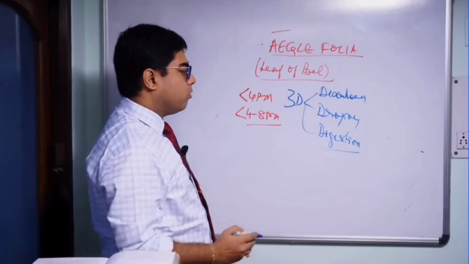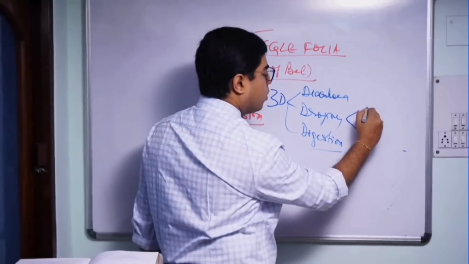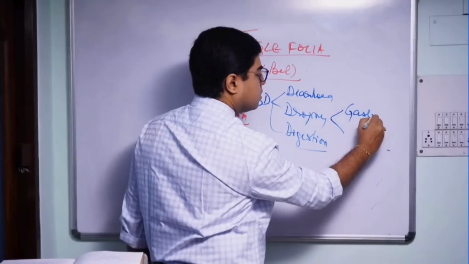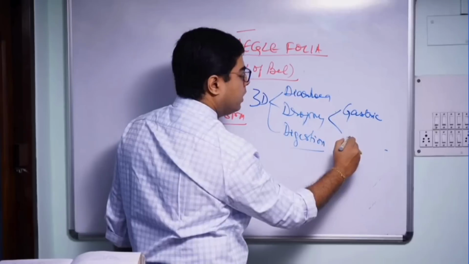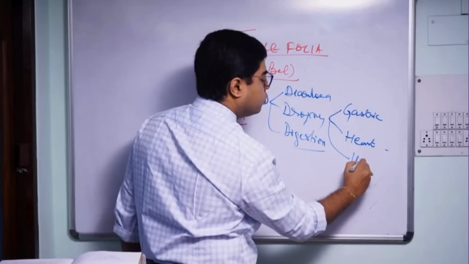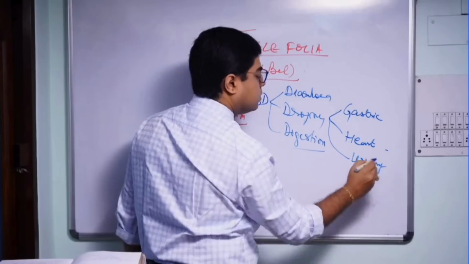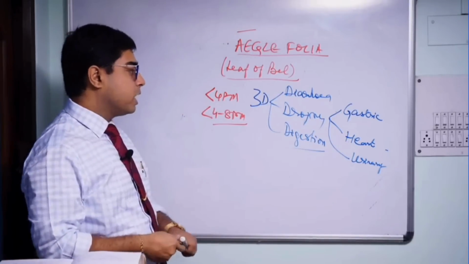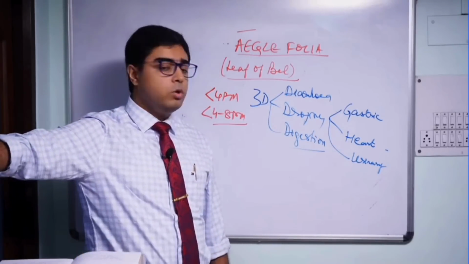How can that dropsy occur? The dropsy can occur obviously with gastric disorders, and this dropsy can occur with heart disorders as well, and this dropsy can occur due to urinary malfunctions, urinary dysfunction as well. So the dropsy can be of gastric origin, cardiac origin, or urinary origin.